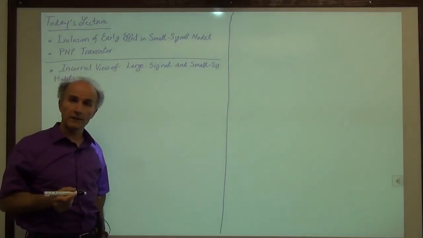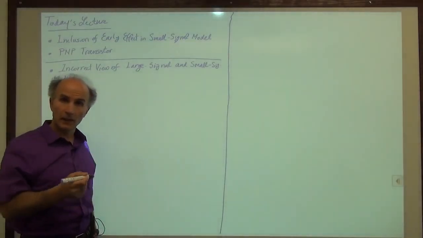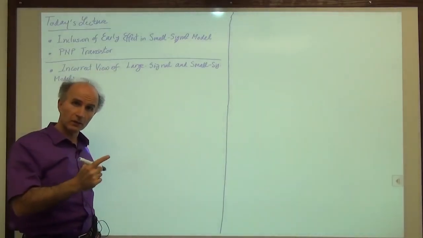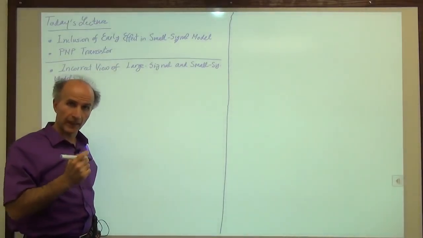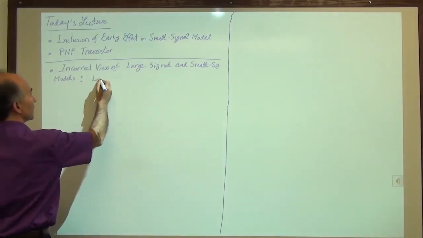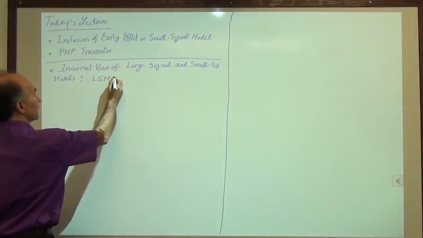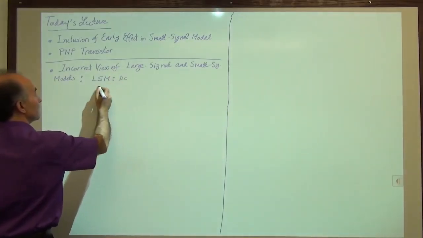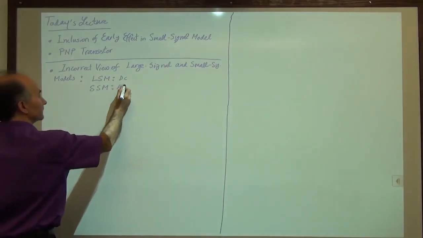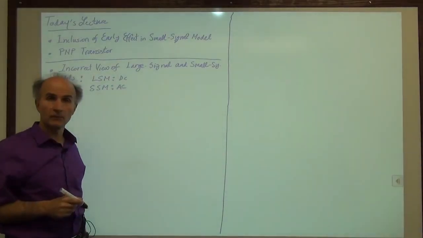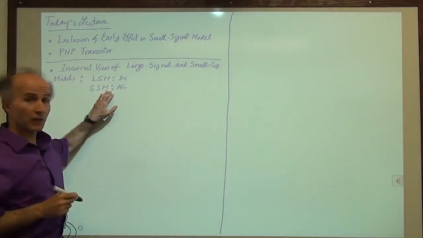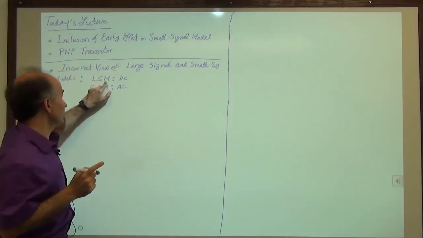Sometimes when I give quizzes to my incoming students, I ask this question: what is the difference between the large signal model and the small signal model? And this is what they say. Large signal model is for DC, small signal model is for AC. Okay, that is incorrect.